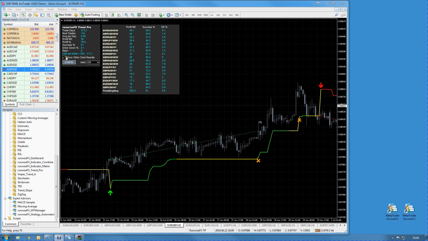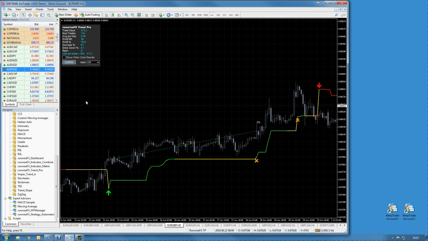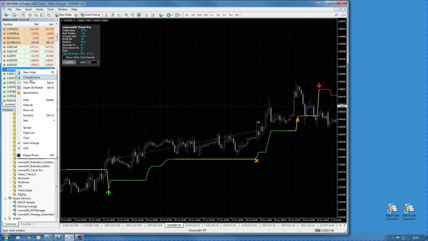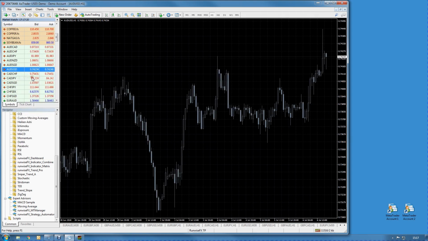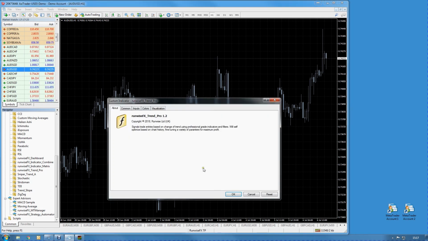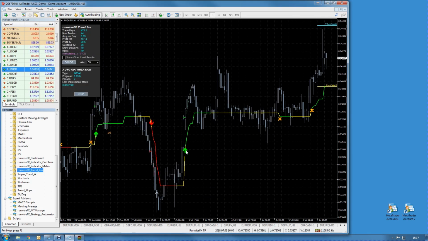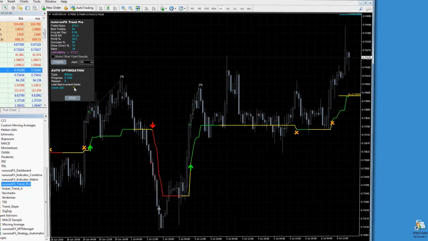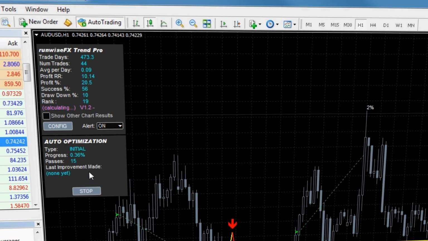Okay, so now it's time to show you the really big feature, which is this automatic optimization. So let's open a chart that we've not seen before, which is the Australian dollar. So if we open that up and if we get the indicator and drop it onto the chart, so this is for the first time, click OK. Now what's gone on now, it's started up this automatic optimization.